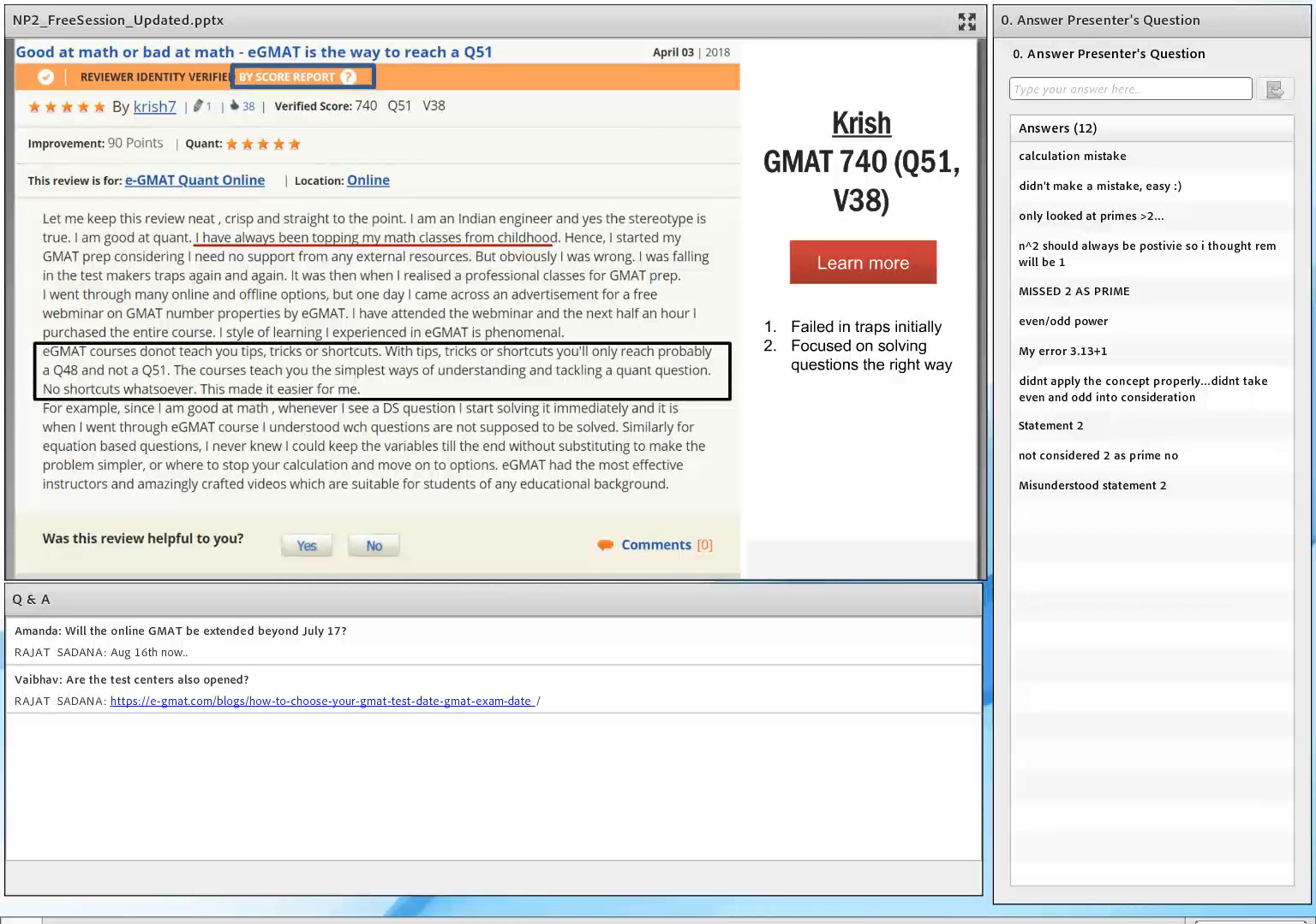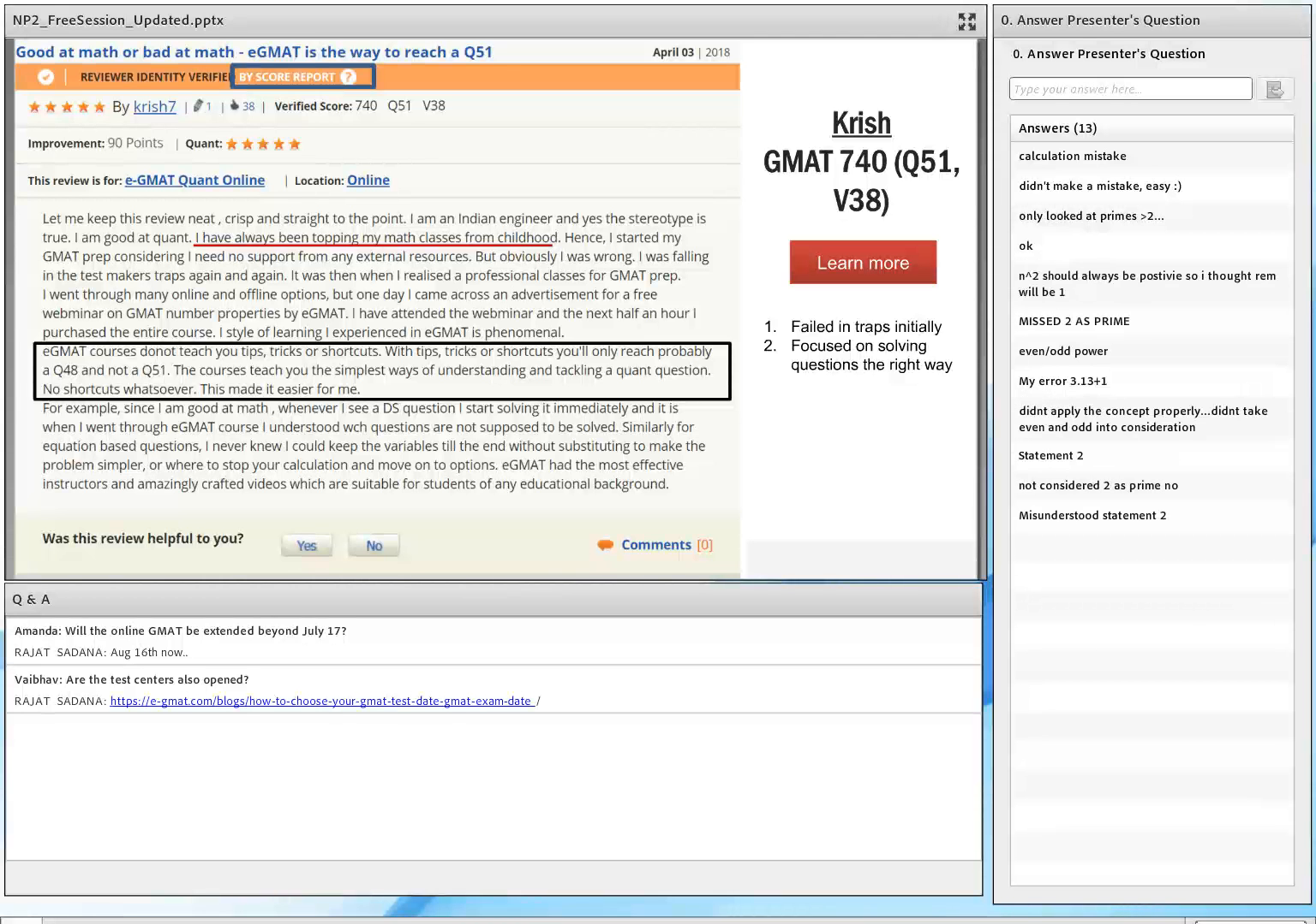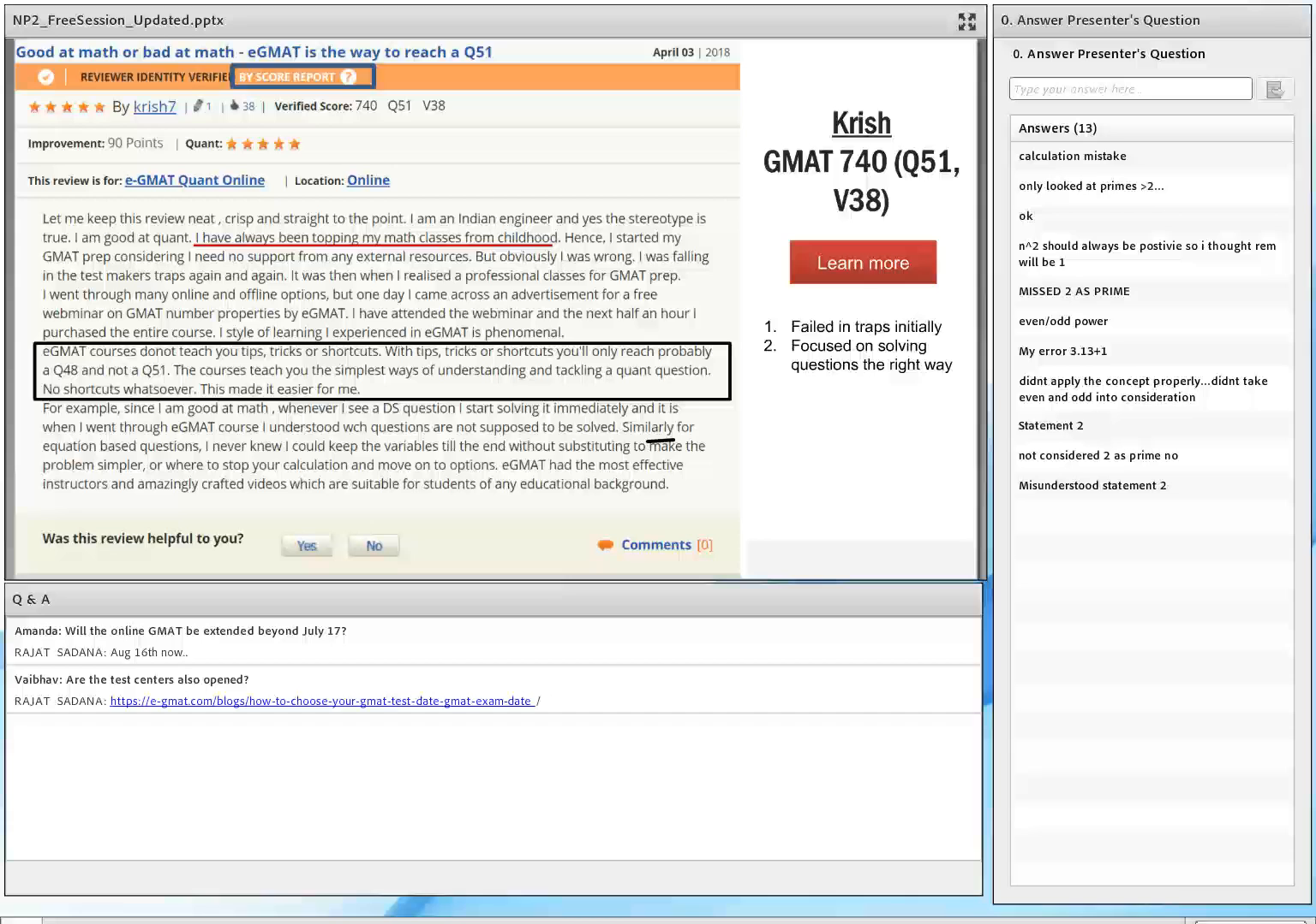The piece over here says, similarly for equation based questions, I never knew that I could keep variables till the end rather than doing the math right away. When he changed his approach, he was able to improve to Q51. So if you're someone who's stuck at that Q48, where you know the concepts, you're able to do easy and medium questions, and you're only faltering in a few hard questions, which is pushing your score down, just make sure you understand where you're faltering.